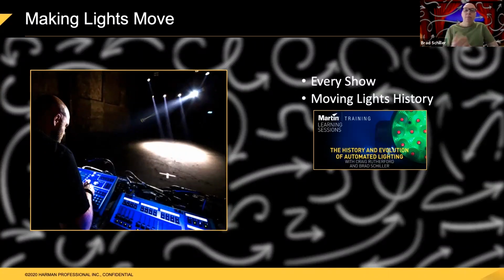If you want to know more about moving light history, there's a webinar that myself and Craig Rutherford presented called The History and Evolution of Automated Lighting. And you can find that on the YouTube channel with all the learning sessions. And in that, we go through a lot of the history of moving lights, and you can understand all the different types of fixtures have been created, from moving mirrors to yokes to some other things that are out there. And you can learn the history. So check that out when you have some time.